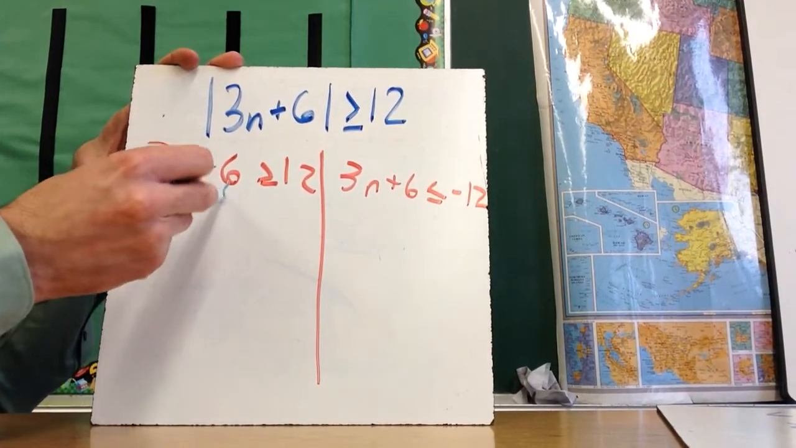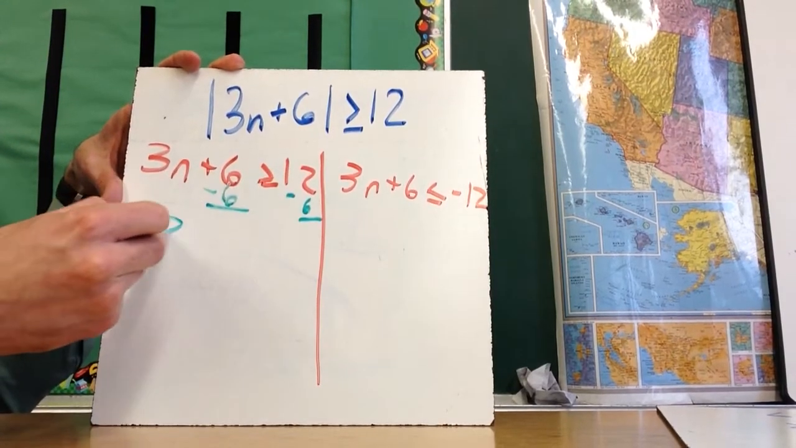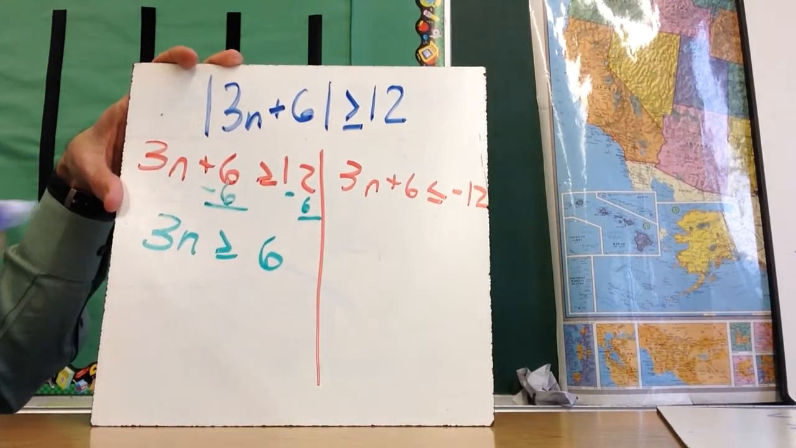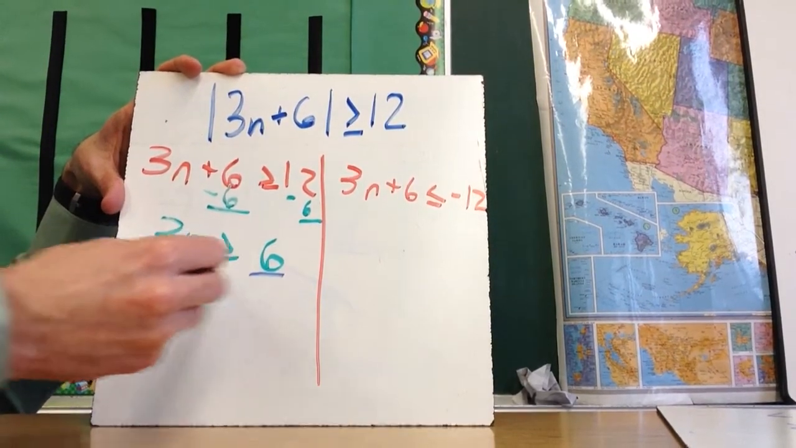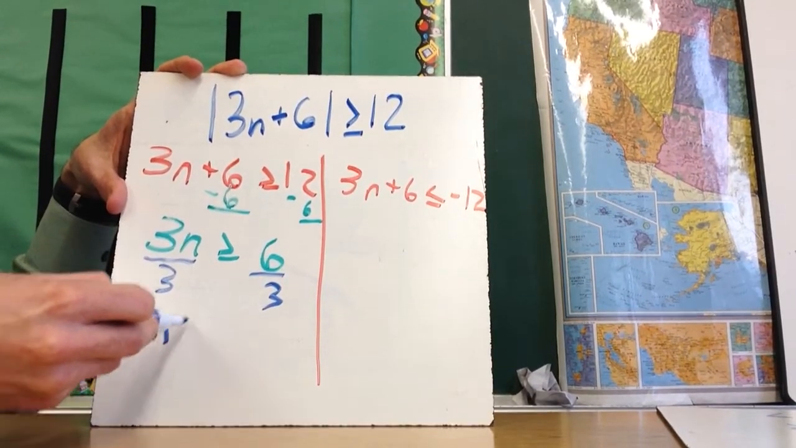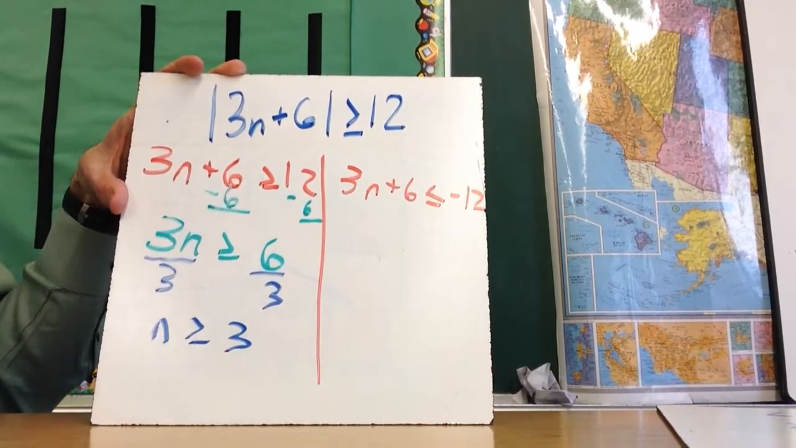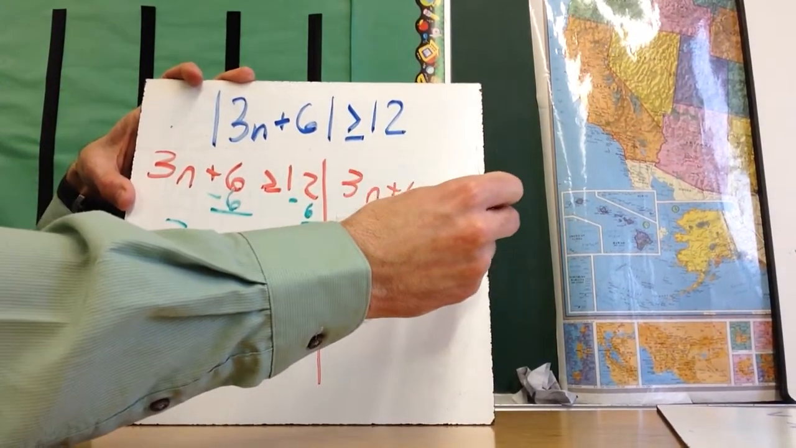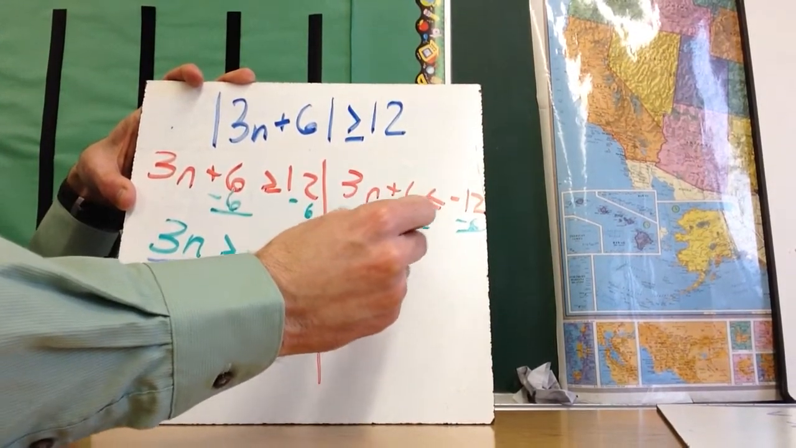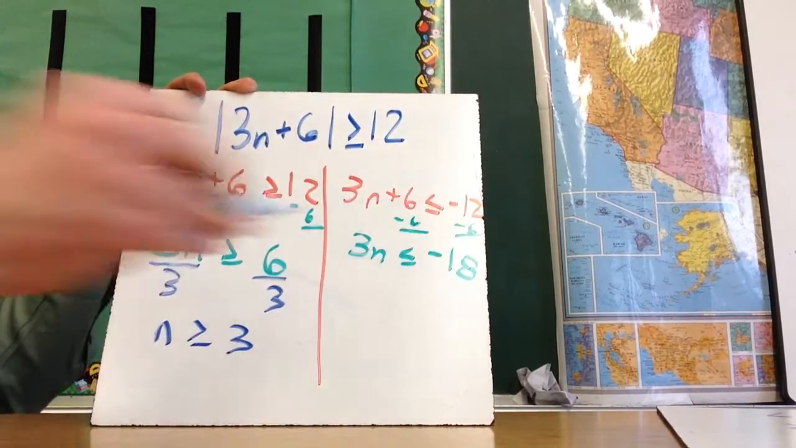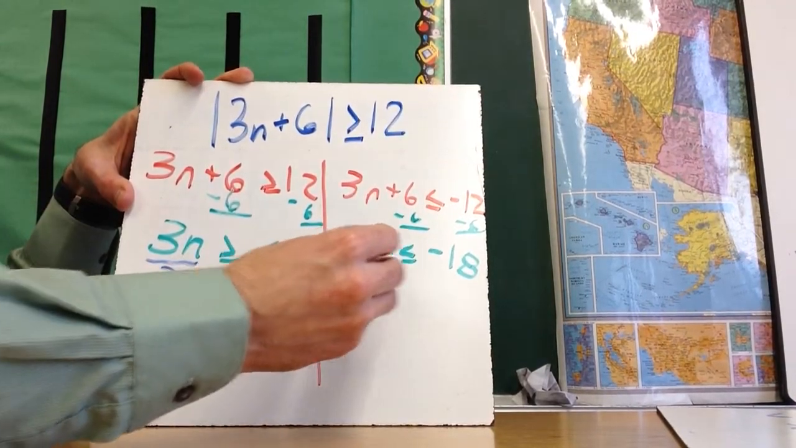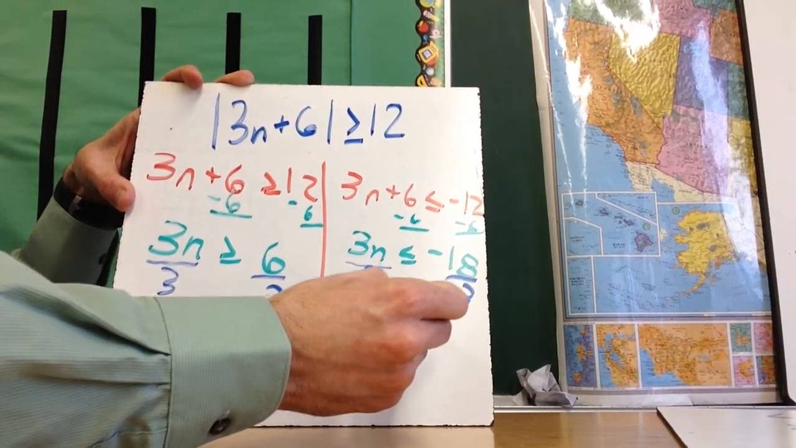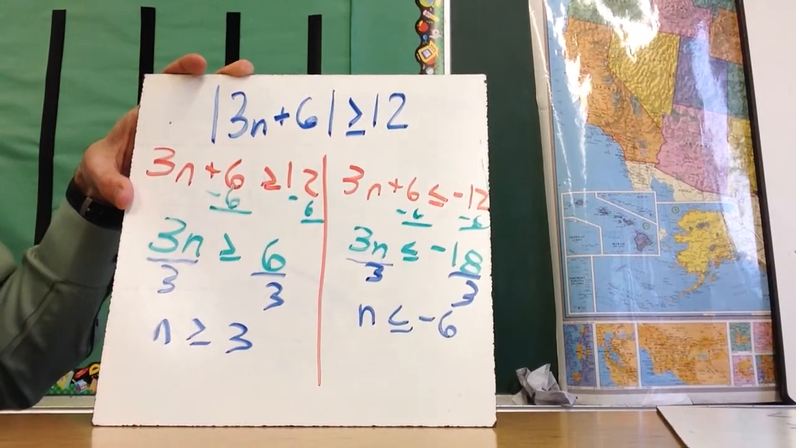So as I solve this, subtract 6 from both sides, and this becomes 3n greater than or equal to 6. And then divide by 3, and n is greater than or equal to 3. Okay, and then if I come over to the other side, basically going to be the same steps. Subtract 6. So this is 3n less than or equal to -18. Okay, and then again I'm going to divide by 3. And since 3 is a positive number, I am not going to flip this sign. n is less than or equal to -6.